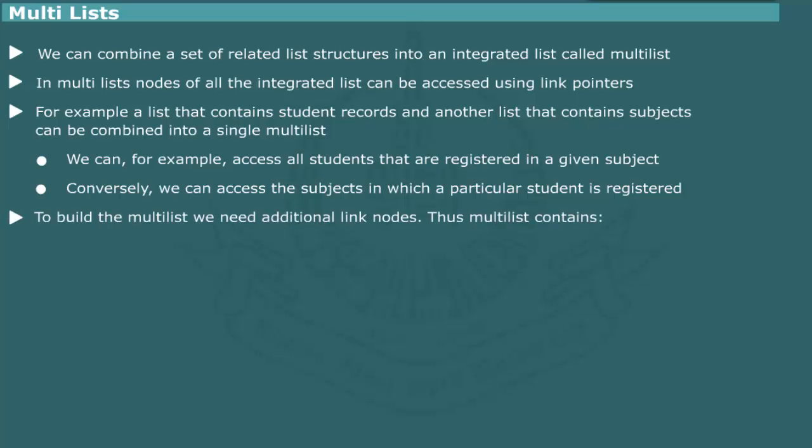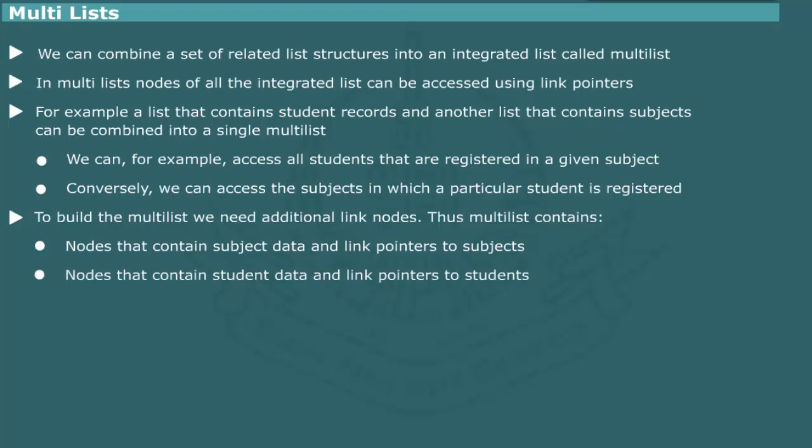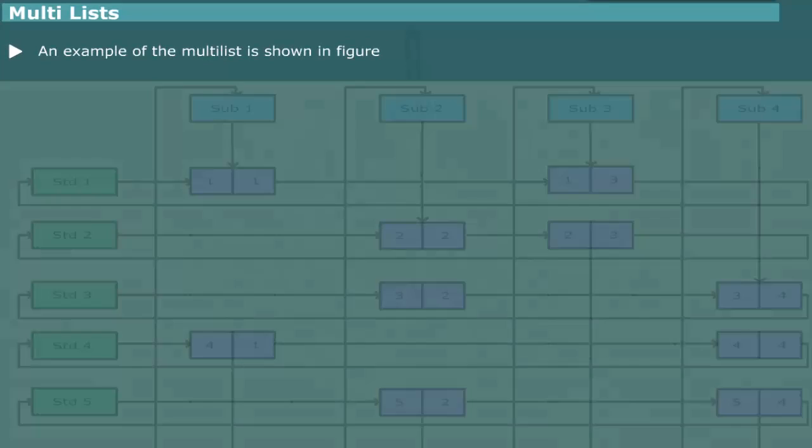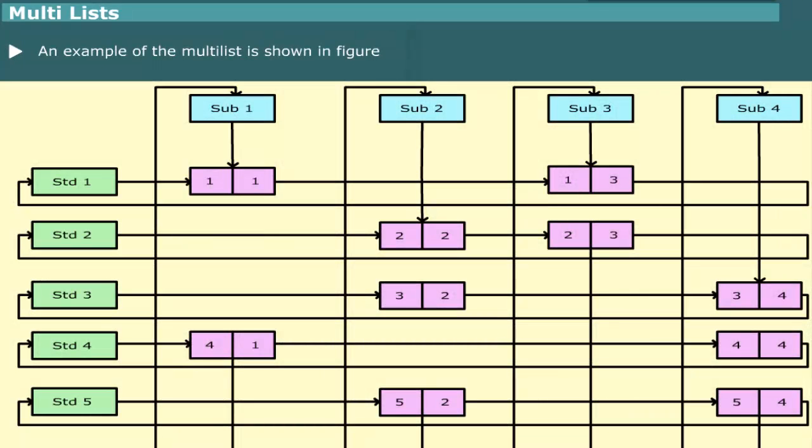In order to build the multi-list, we need additional link nodes that link students with subjects. Thus, the list would contain these nodes. Nodes that contain subject data and link pointers for subject. Nodes that contain student data and link pointers for student. Link nodes that connect subjects with students. An example of the multi-list is shown in the figure.